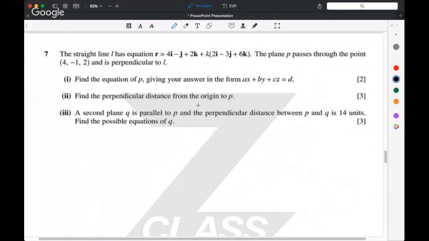So, vectors. We have a line and a plane. And as I said before, I'm going to use my column notation just to make this a little clearer. I don't understand why anyone would ever use the other notation. So our line r is equal to (4, -1, 2) plus lambda (2, -3, 6). And they're telling us that there is a plane which passes through this point and is perpendicular to the line.